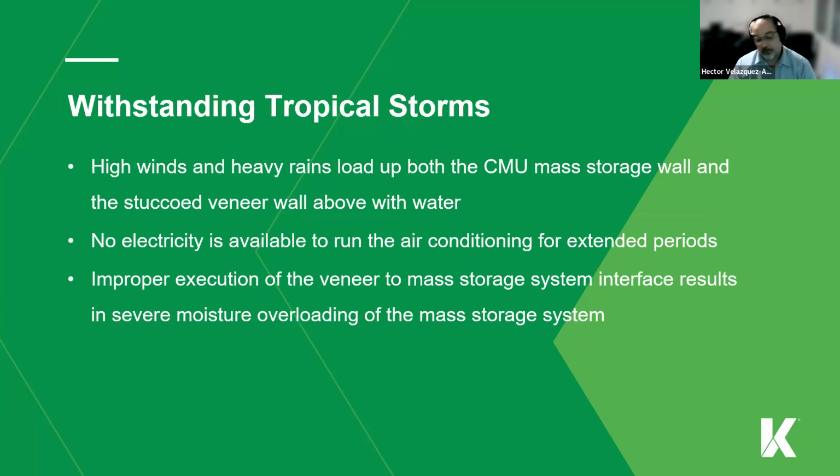Withstanding a tropical storm, which every building in Florida is designed to, the high winds and heavy rains load up both the CMU and the stucco veneer sections of the wall. No electricity is available to run the air conditioning. Improper execution of the veneer to mass storage system interface results in severe moisture overload. So when you get your hurricane or your storm and you are without power, that's when our building becomes a little bit more vulnerable, because you cannot dry it out any faster than you could with the AC, especially in all the areas.